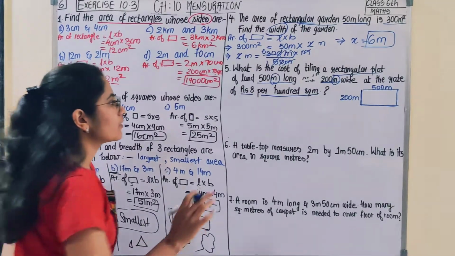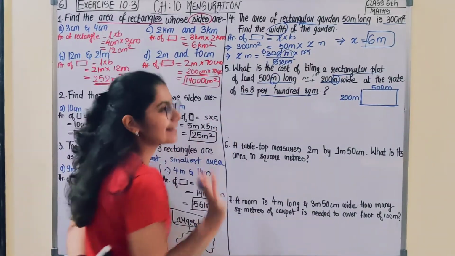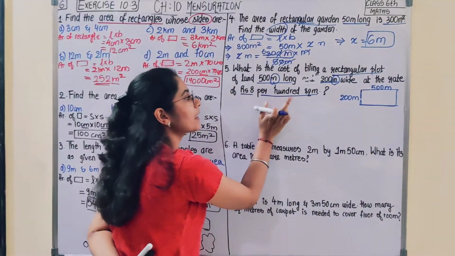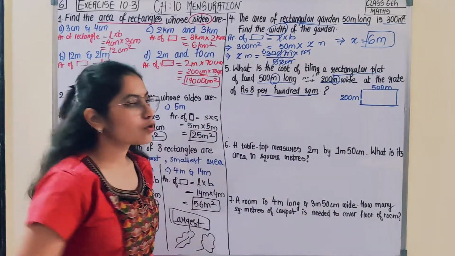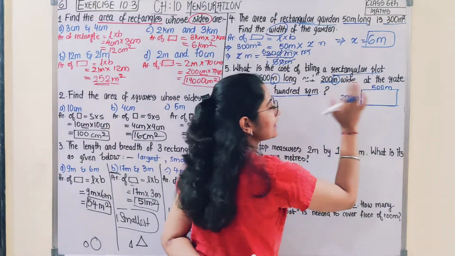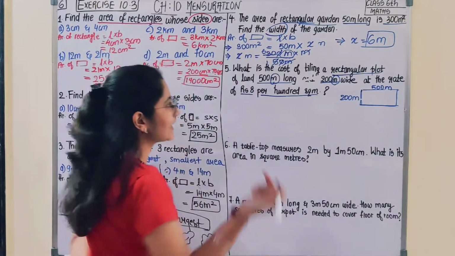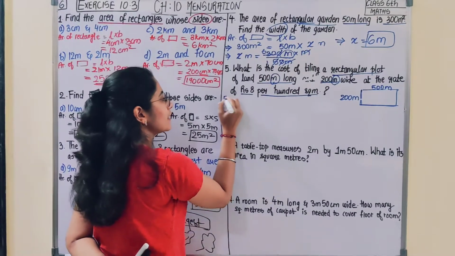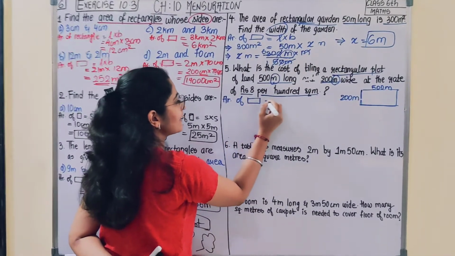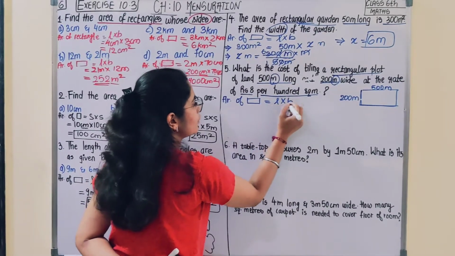So they say, we will charge rupees 8 for tiling per 100 square meter. So to cover the entire area, how much money will they charge for the tiles? They are asking like this. So we have to first calculate the area of the rectangular plot of land, that is length into breadth.